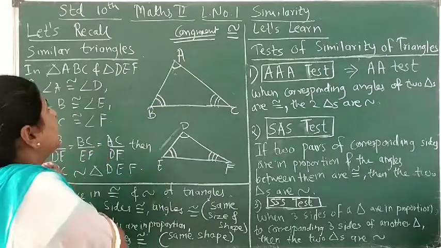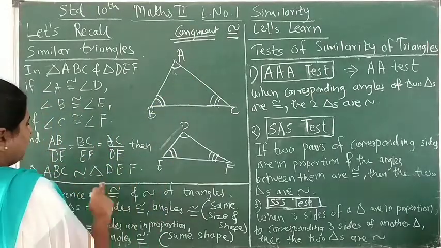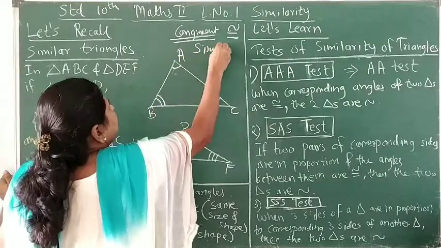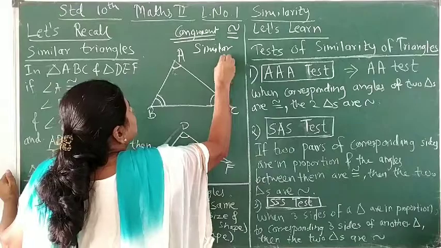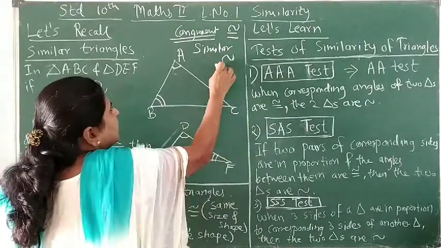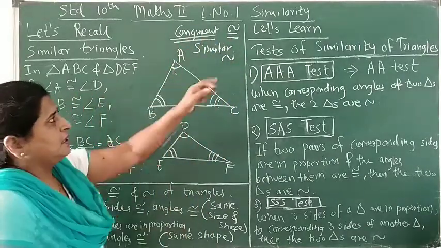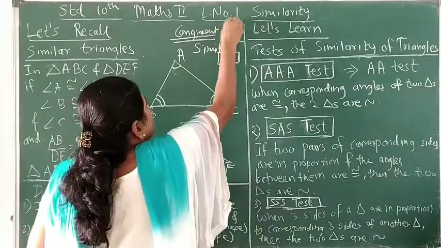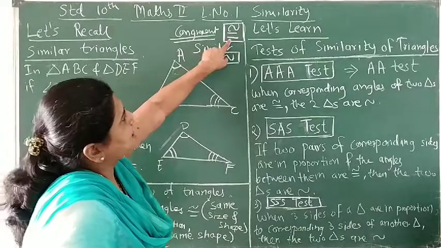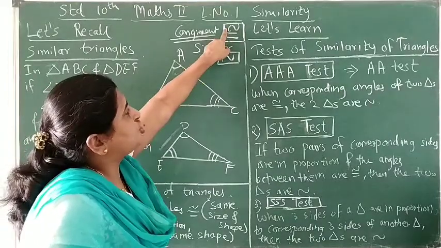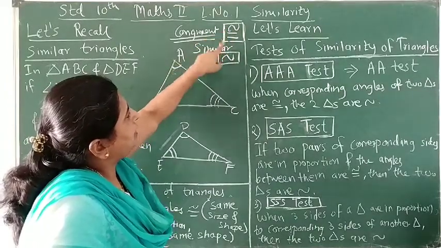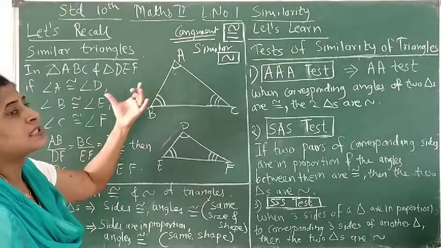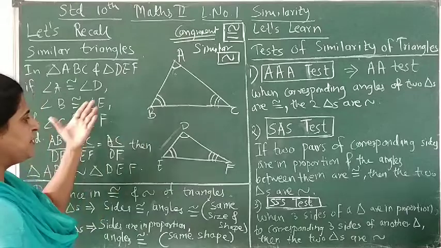And for similarity, similar triangles, we use only the symbol of the shape, not the symbol of same size. Here for congruence we are using the symbol for same size, that is equal to, and same shape. So this is the shape and this is the size. Okay. So this is the thing we have studied in the previous classes, which we have recalled.